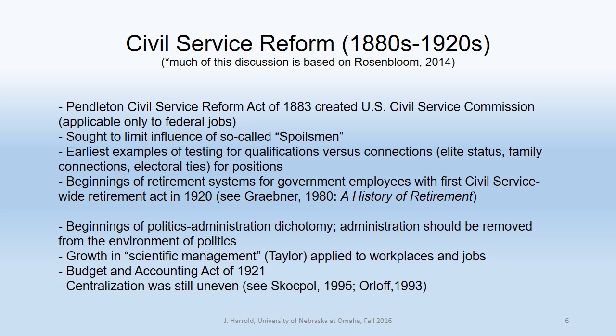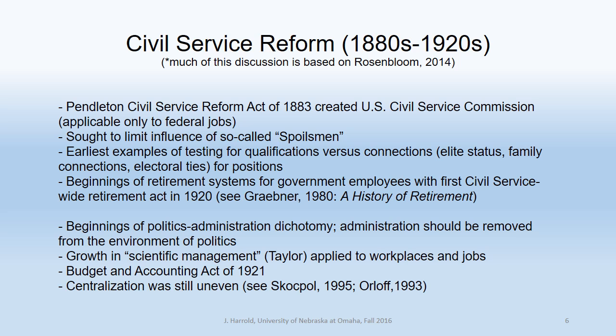We see other growth in reforms. So for example, in 1921, the Budget and Accounting Act was passed. You're going to learn way more about that when you take the public budgeting class, but basically what that act did was implement what we know as executive budgeting at the federal government level, meaning that the president's actually in charge of proposing a consolidated budget to Congress, and that wasn't the case before 1921.